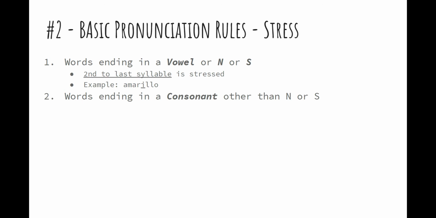Words ending in a consonant other than N or S, in that case, it's going to be on the last syllable. That's going to be the stressed syllable. So you have correr, all verbs end with R's in their infinitive form. They're going to all have that emphasis on the last syllable. Any ones that have a consonant other than N or S, the last syllable is going to be stressed.